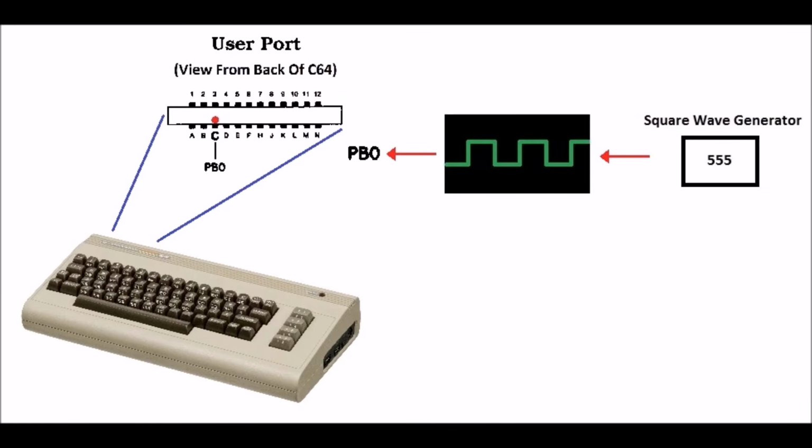This is the concept of the setup for this experiment. You have the square wave generator over on the right. That's a 555 timer. We can change the frequency by changing the resistors in the 555 timer circuit. That makes a square wave. The square wave goes into bit 0 on user port B in the back of the Commodore 64.